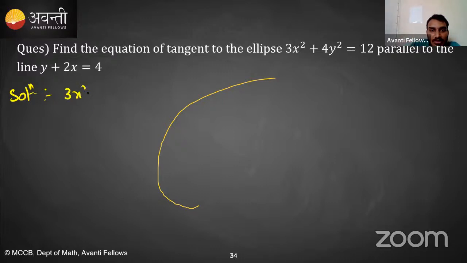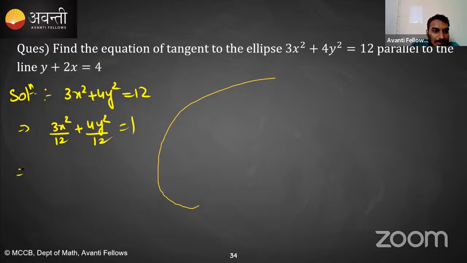तो सबसे पहले तो इसको स्टैंडर्ड इक्वेशन में लेके आते हैं. ओके, what you can do, divide by 12. So what you will get, 3x square upon 12 plus 4y square upon 12 is equal to 1. तो अब यहाँ से कितना आ गया, x square by 4 plus y square by 3 is equal to 1. ओके, चलो ये भी आ गया.